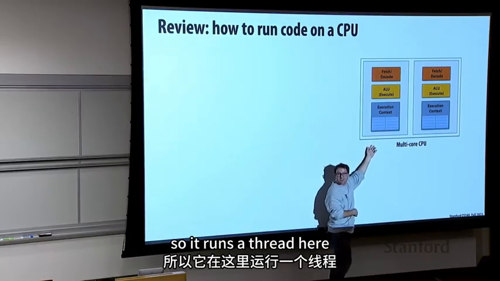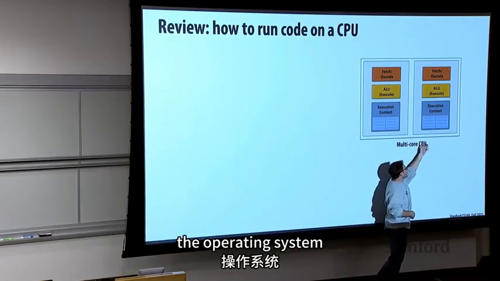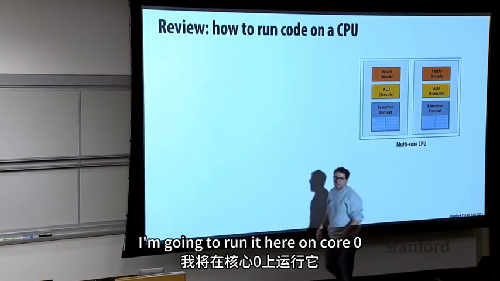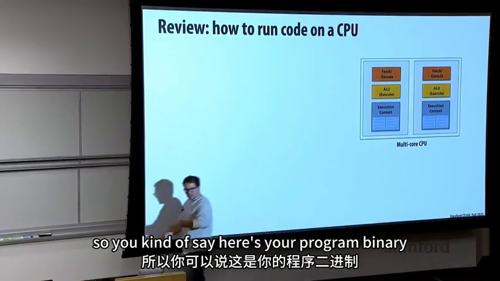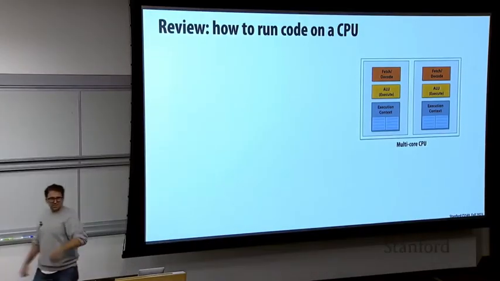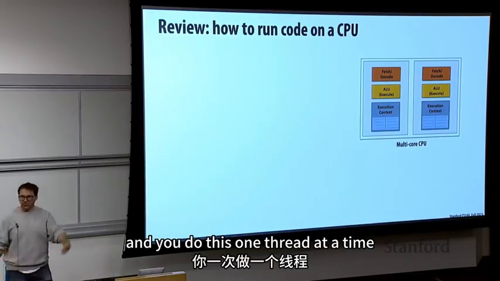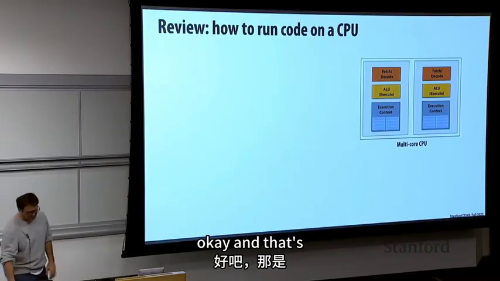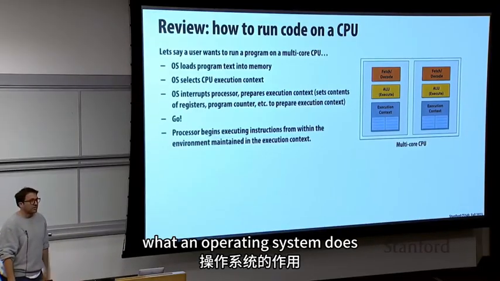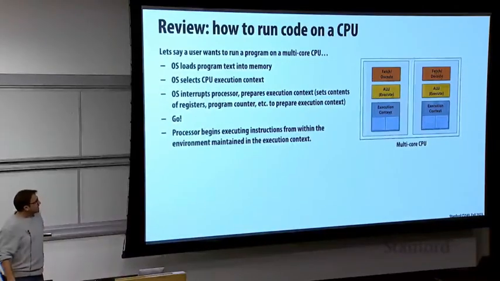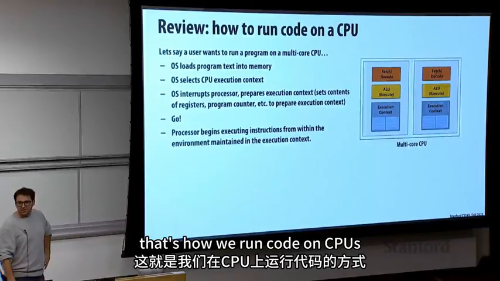So it runs a thread here. And if you want to run another thread, the operating system might say, I've got this other thread from this other program, I'm going to run it here on core 0. So you say, here's your program binary, initialize the state of the thread, and go. And you do this one thread at a time. Okay? And that's exactly what an operating system does if you took an operating systems course. That's how we run code on CPUs.